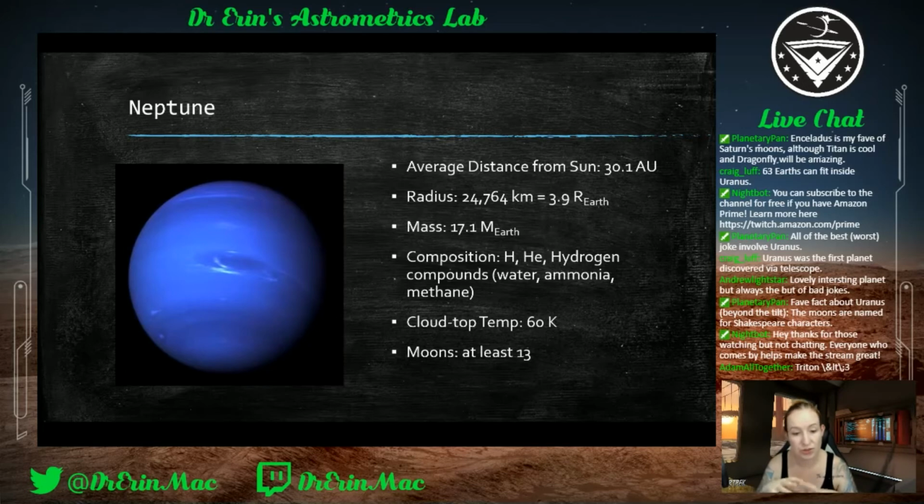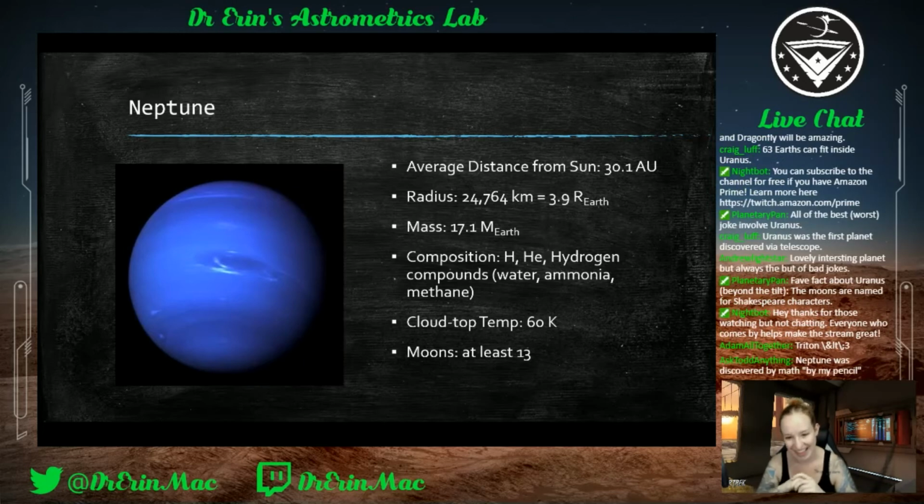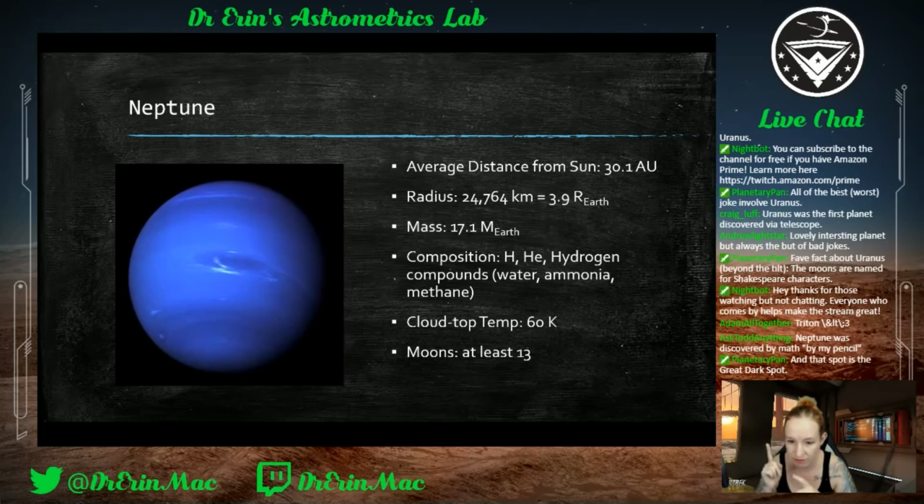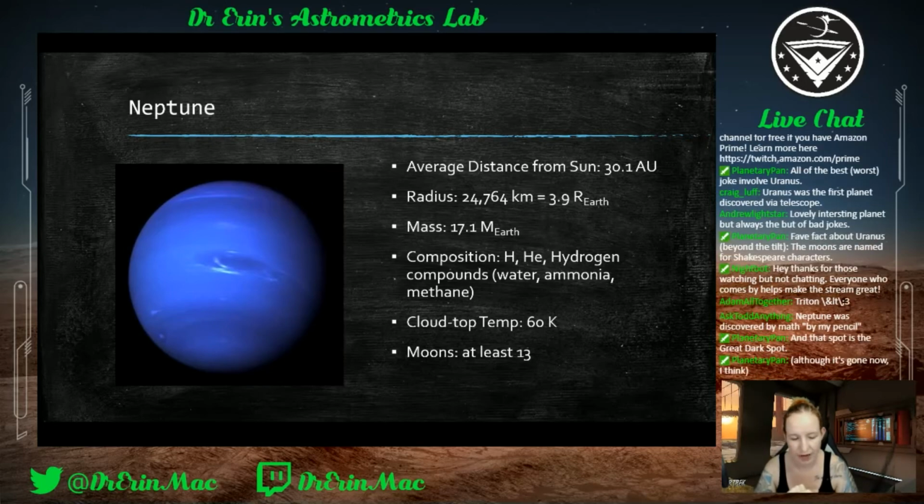So it's the only large moon in the solar system that orbits backwards. And then it also has basically slush fields of slightly liquidy nitrogen. Fun fact. And it was discovered by math. And yeah, it's really cool. And Uranus and Neptune have only been visited by the Voyager 2 spacecraft for now. And we have the Great Dark Spot.